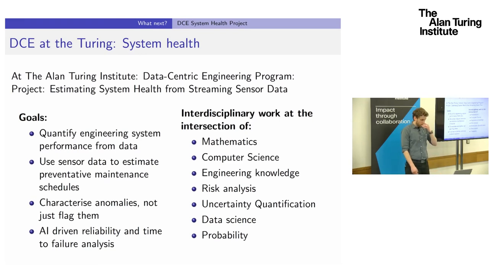And just very briefly, the project I'm engaged with here at the Turing, it's a bit of a mouthful, estimating system health from streaming sensor data. But the idea is that as well as detecting anomalies, we also classify the types of failures, do predictive analytics, and try to figure out maintenance schedules and things like this. So this is interdisciplinary work, and I think this is going to be the trend in all of these areas, that we're going to have to put our heads together and find a way to move forward together.